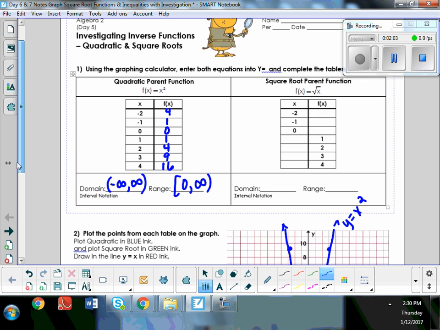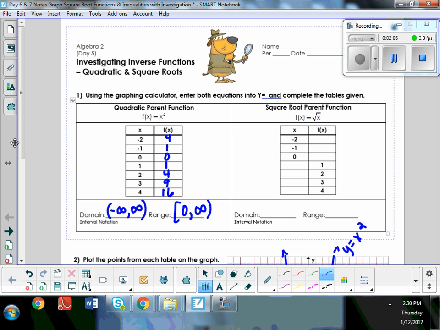So after we graph that one, we're going to go back and graph the square root parent function, y equals the square root of x. Okay, so if you have a calculator at your y equals, you can type in the square root of x. And your calculator is going to tell you error, because you can't take the square root of a negative number. Okay, you can take the square root of 0.